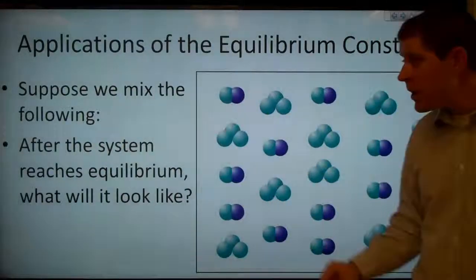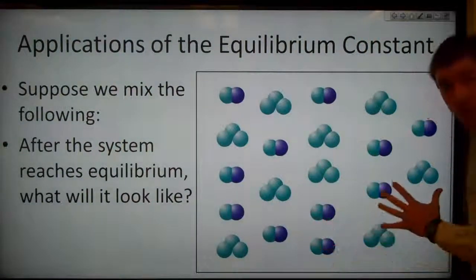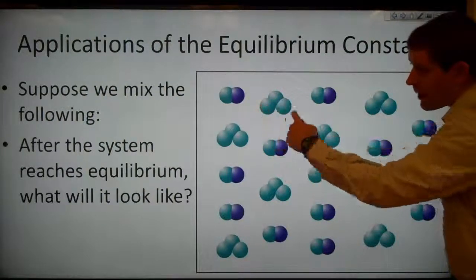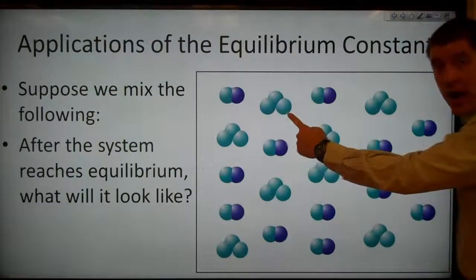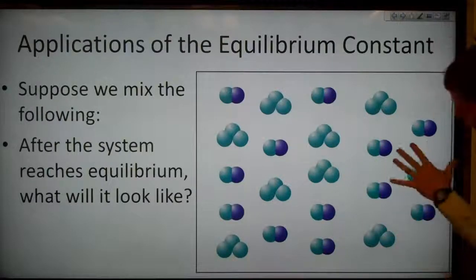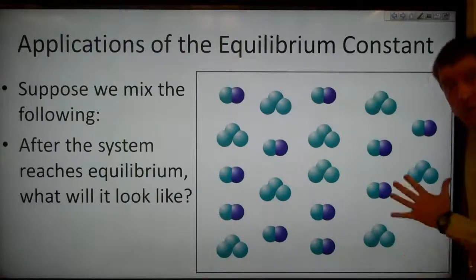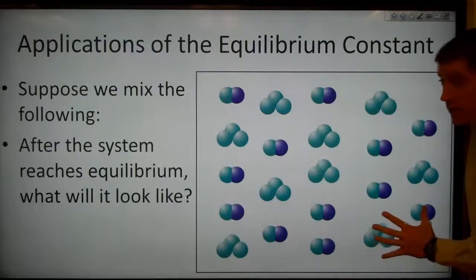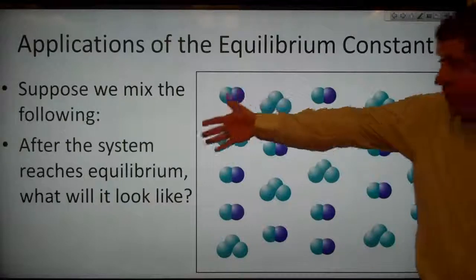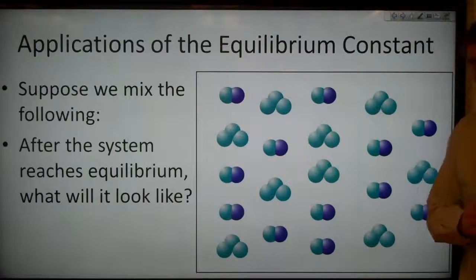So suppose we mix this reaction mixture. We've got one of our reactants here, this 3-atomed molecule, and we've got our other reactant there. And note that we don't have any other species in here, so we don't have any of our products at the start initially. So after the system reaches equilibrium, we want to know, what will our system look like?